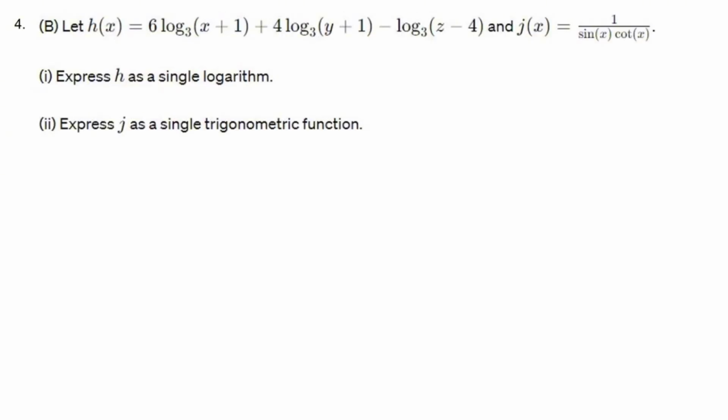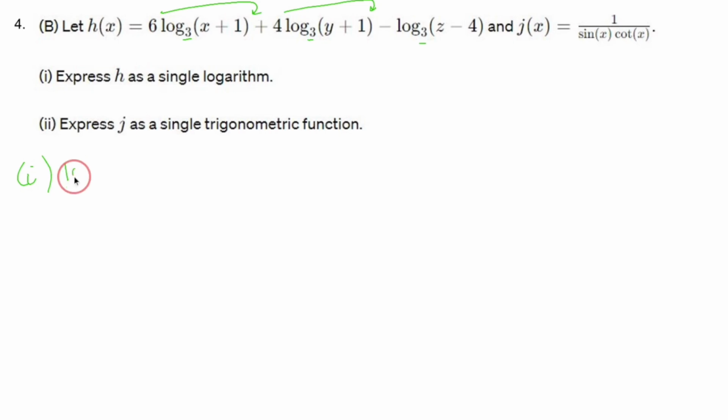All right, so what we have is h of x equals 6 log base 3 of x plus 1, plus 4 log base 3 of y plus 1, minus log base 3 of z minus 4, and j of x is some trig-looking thing. It says express h as a single logarithm. Ooh, I like these. Whenever you're adding and subtracting logs of the same base, which, by the way, we are, step one that you always want to do is deal with the coefficients. If you have a coefficient, you can simplify that by making it an exponent.